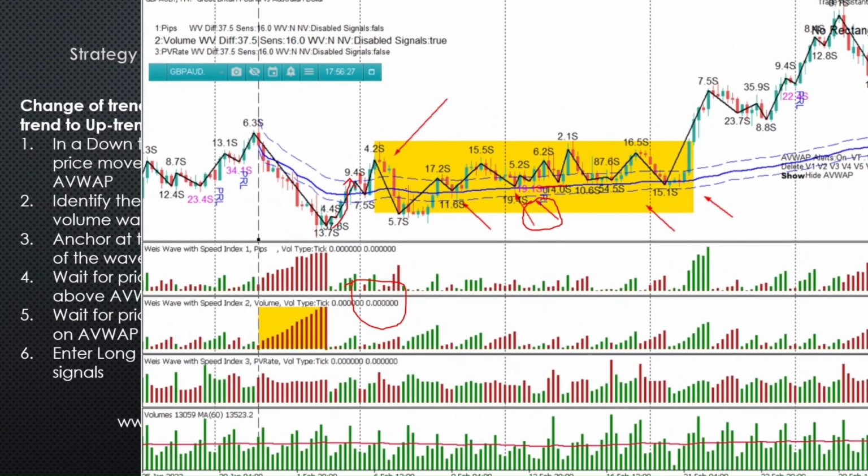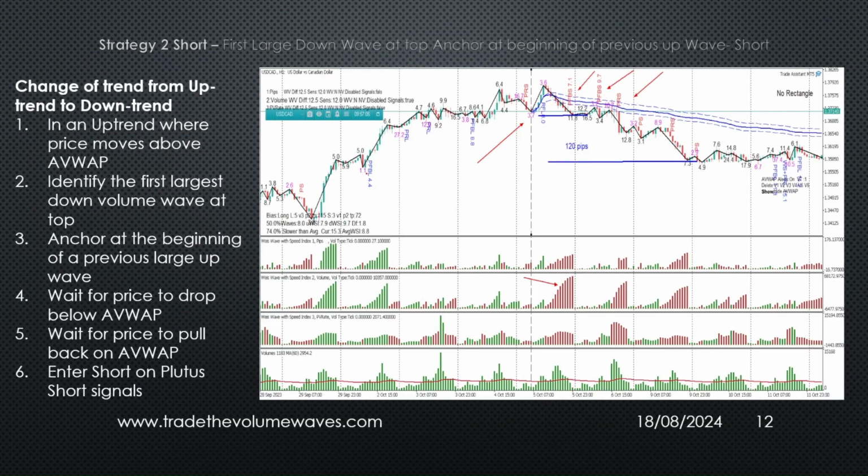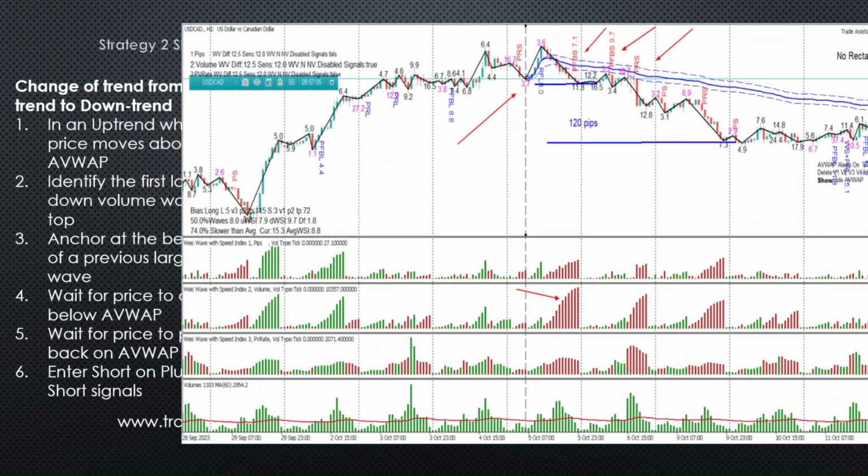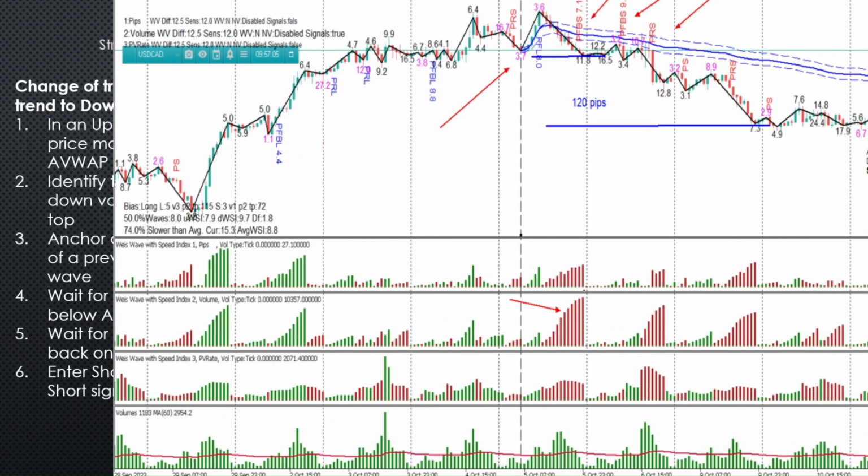I forget to zoom all the time. All right. So strategy number 2. Now we're not waiting for a high up volume at top, but we are waiting for our first high down wave. All right. Let me zoom in. Okay. So this is our first high down wave.